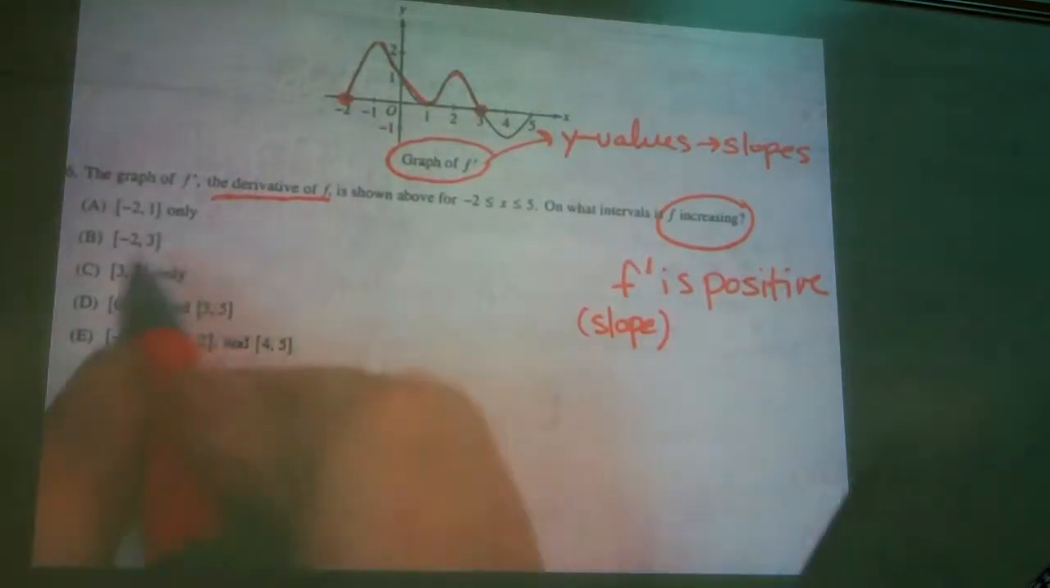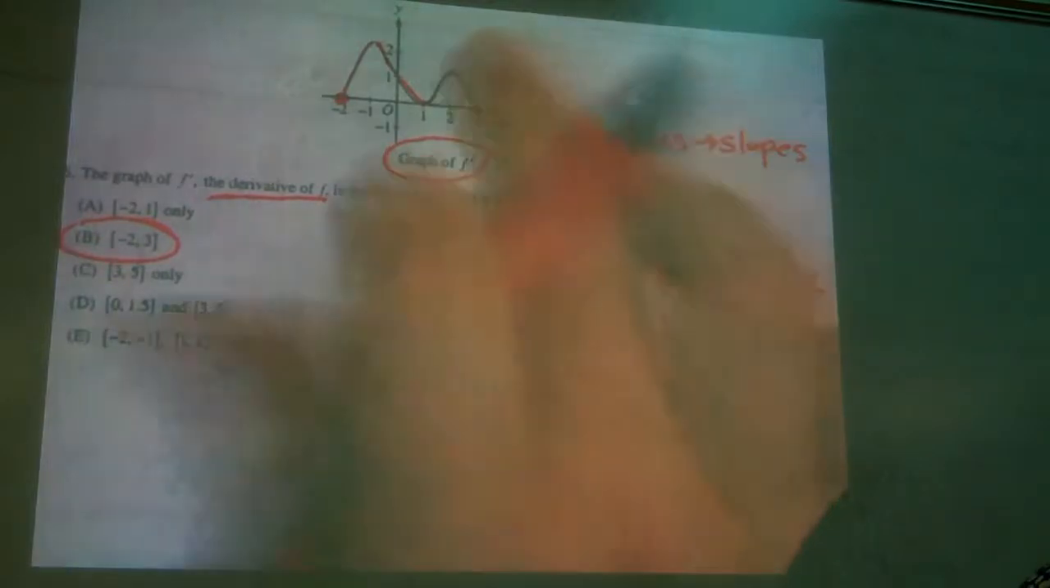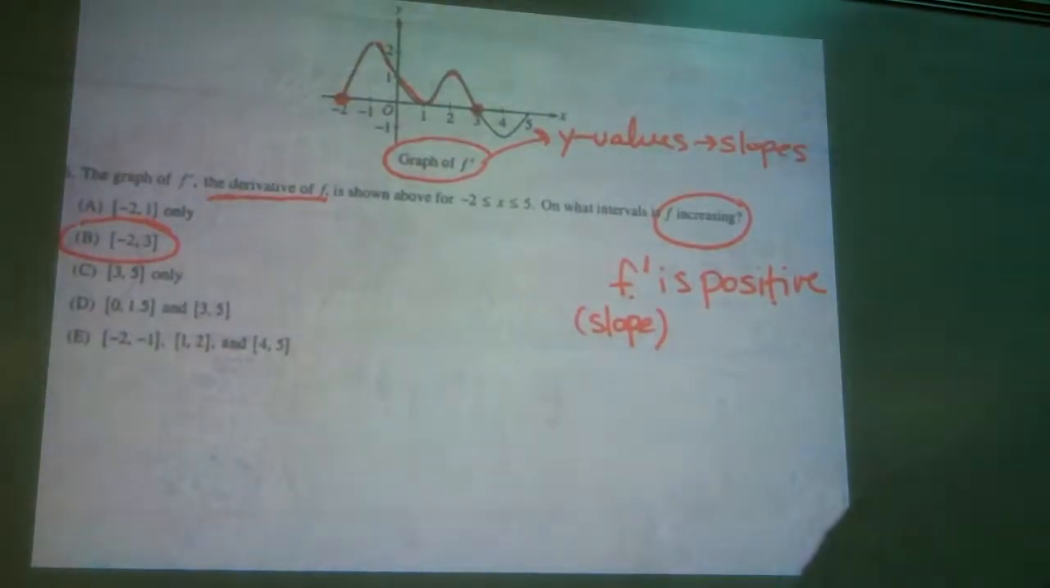So it should be B. Like when the y's are positive? Yes, because we're looking for where the derivative is positive, and this is the derivative. Actually, never mind. You got it?